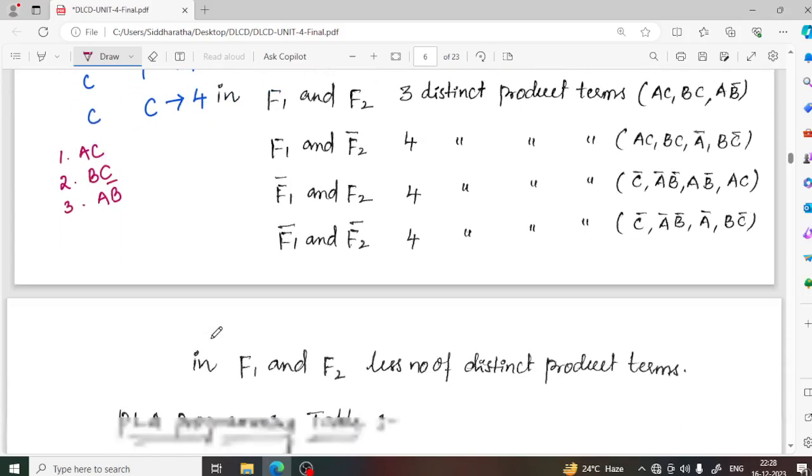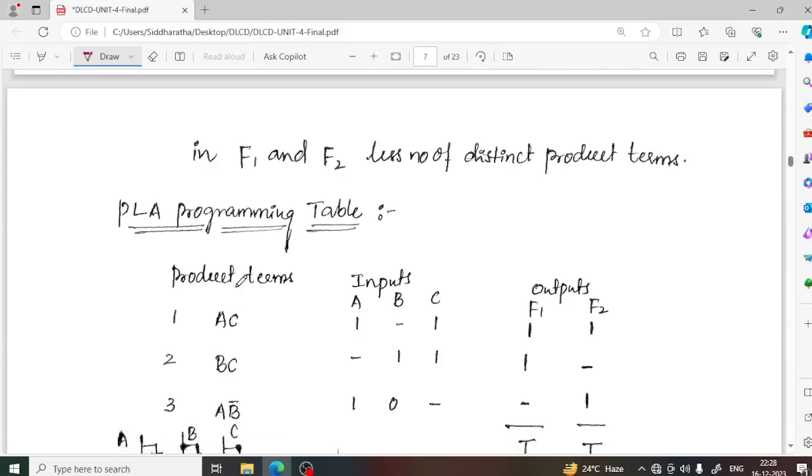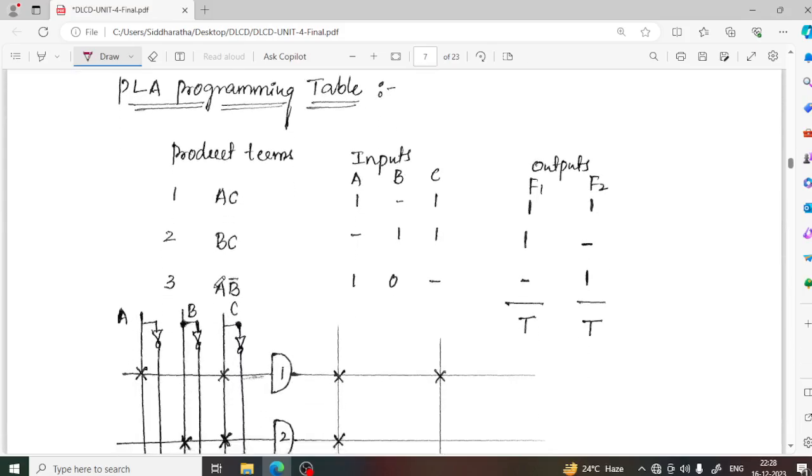Then you have to prepare the PLA programming table. First product term AC, second product term BC, third product term AB bar. This table is very simple. You just have to list out inputs and outputs. In this product term, A is present in normal form, so put 1. B is not present in the product term, so put a dash. C is present in normal form, so put 1, right?